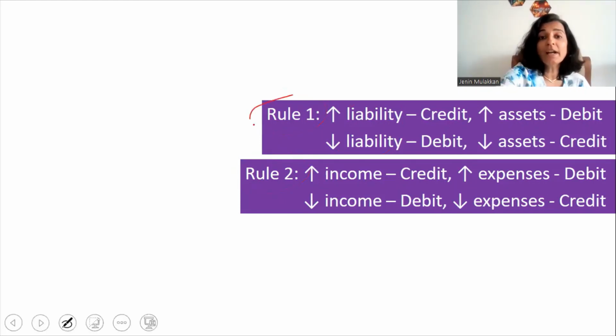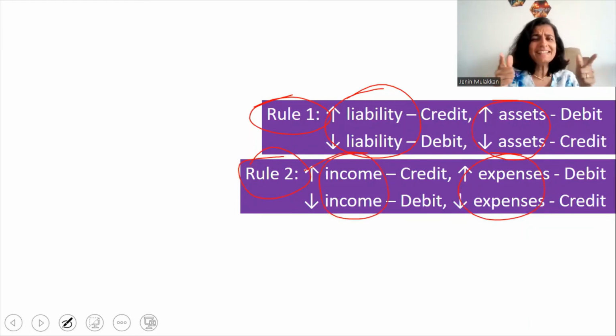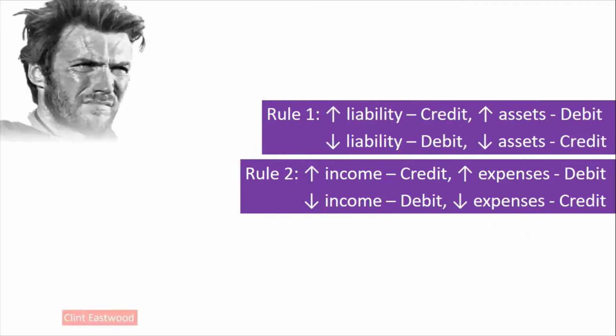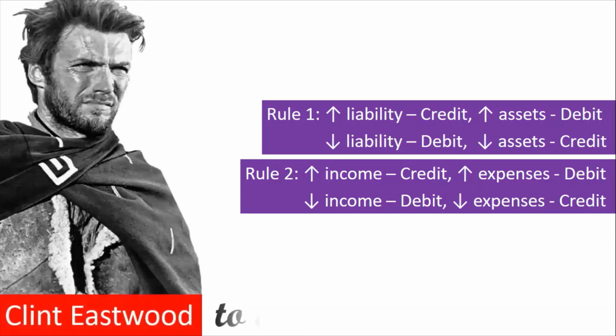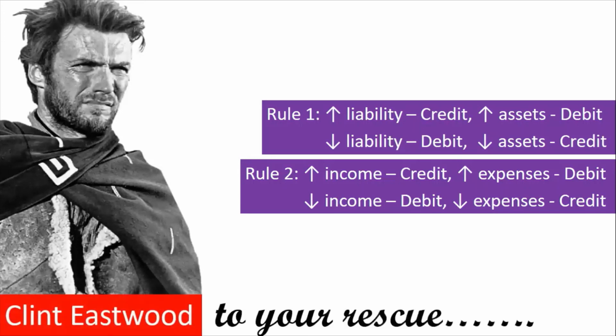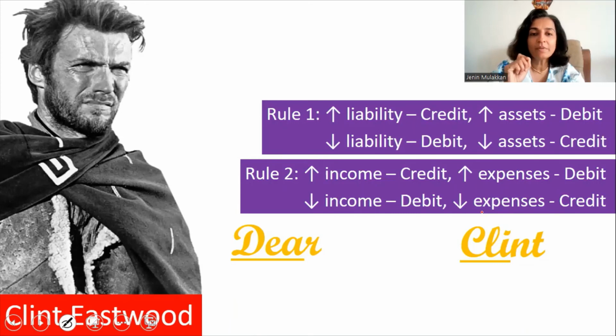Now to pass a journal entry, all that you need to know is rule number 1 and rule number 2. Rule number 1 is related to assets and liabilities, and rule number 2 is related to expenses and income. Now we want an easy method to remember this. So the memory tip is Dear Clint. Just remember the first 3 alphabets of these 2 words. So we will first focus on the debit. Debit any increase in expenses.